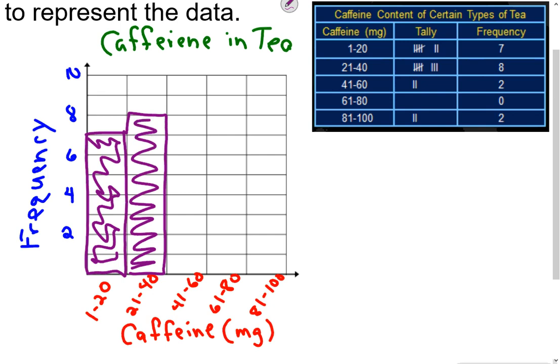The 41 to 60 interval has 2 in it. There are no teas with 61 to 80, so I don't have anything for that bar. And then last but not least, the 81 to 100 also has 2. So I make one more bar. And we created our histogram for the amount of caffeine in the different teas.